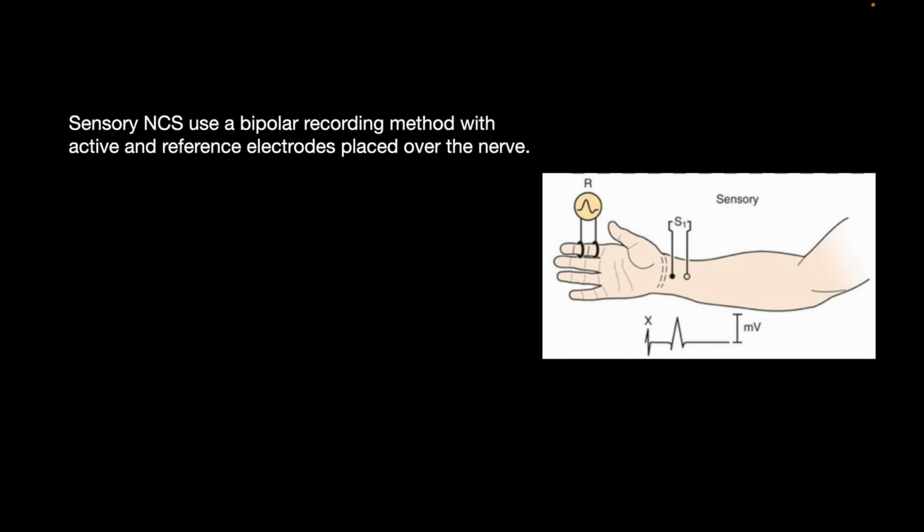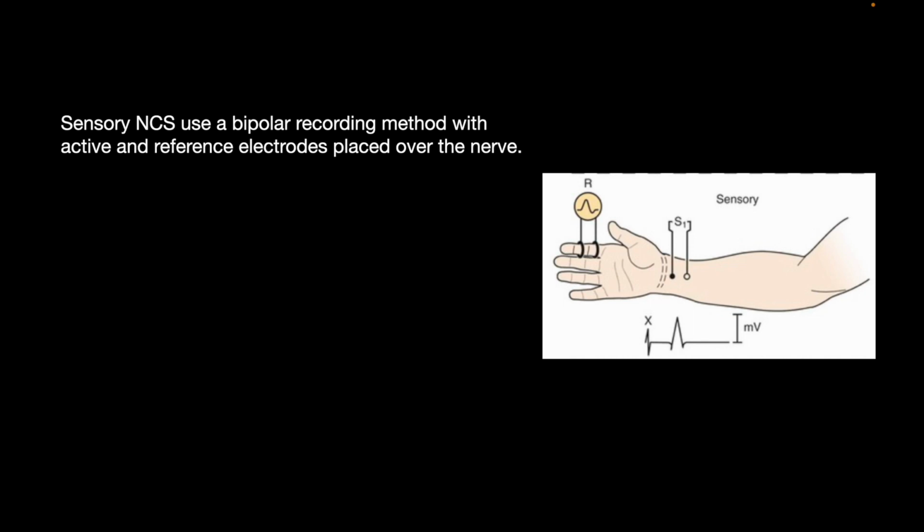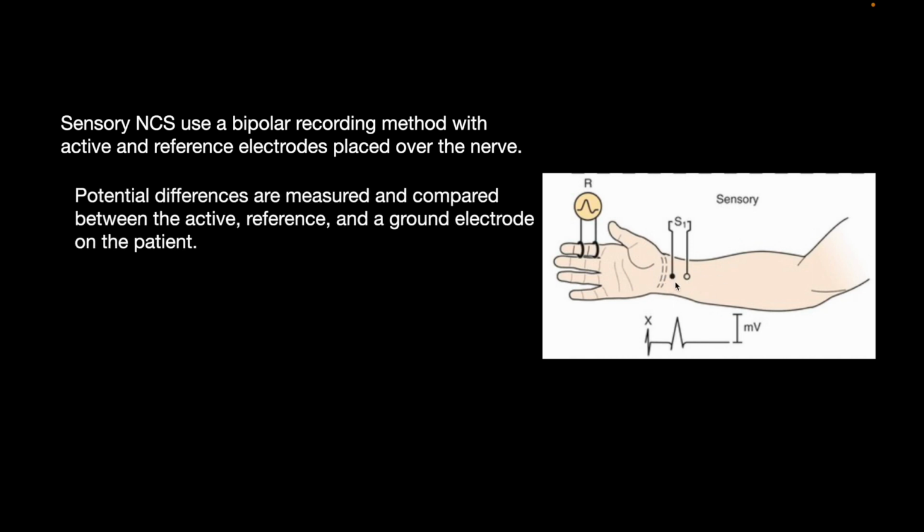Now this is what is happening in the sensory nerve conduction. So the sensory nerve conduction test uses a bipolar recording method with the active and reference electrodes placed over the nerve. So this is where the sensors are placed.